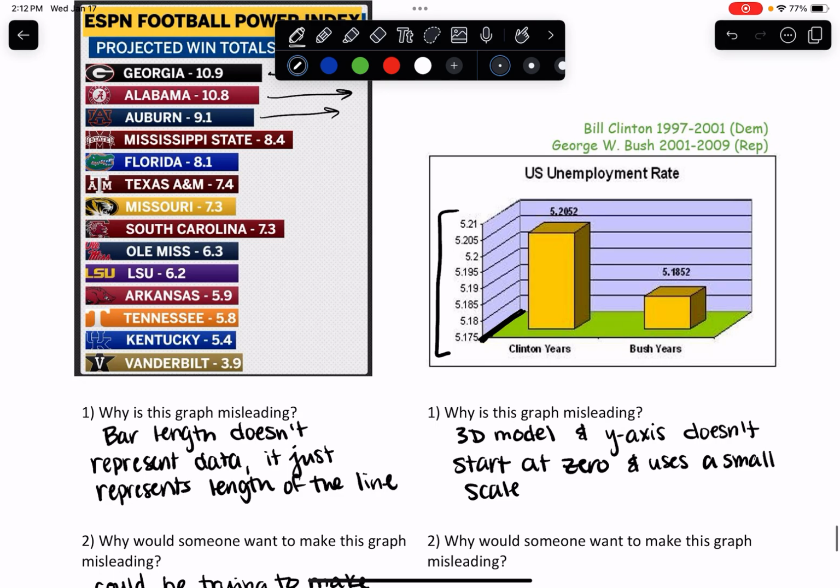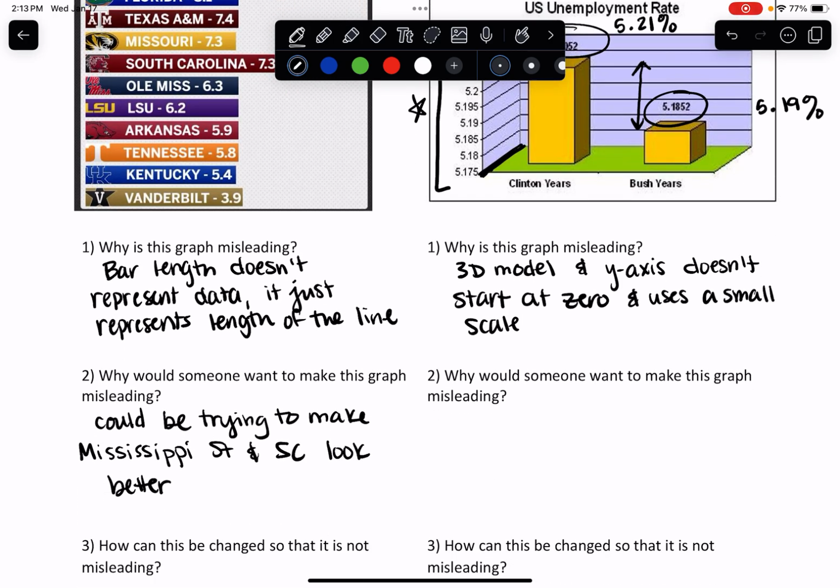So if we read the actual values, 5.18 versus 5.20, even if we round those, 5.21%, 5.19%, there is very little difference in those percentages, but because of the scale we've chosen on our y-axis, we're actually maximizing the difference between these two bars, not only with the 3D effect, but also with our choice of scale. So, in terms of why someone wants to make this graph misleading, we see this a lot in politics.